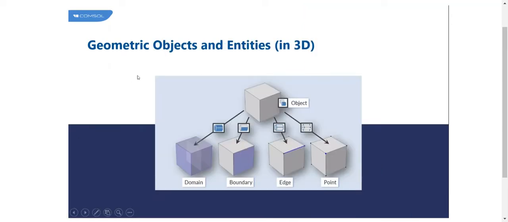Now, about the various geometric objects and entities the COMSOL environment frequently uses. If you are dealing with 3D space dimension, the volumetric entity is considered the domain, the surface is the boundary, and subsequently the edges and points. If you are dealing with a 2D environment, your surface becomes the domain entity, and subsequently the same geometric entity nomenclature is followed.